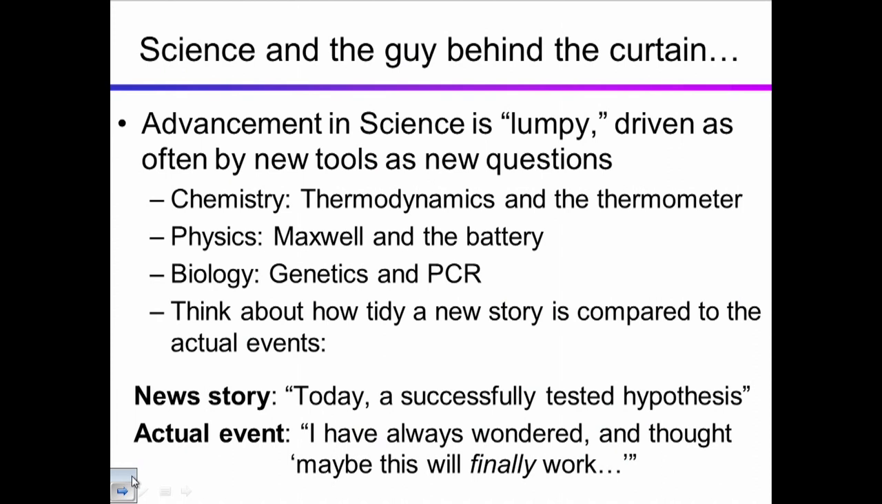So who is this guy behind the curtain when it comes time to do science? Is it this hypothesis-driven person who says, today in science there was published this thing where they had the hypothesis and they came up with a solution?